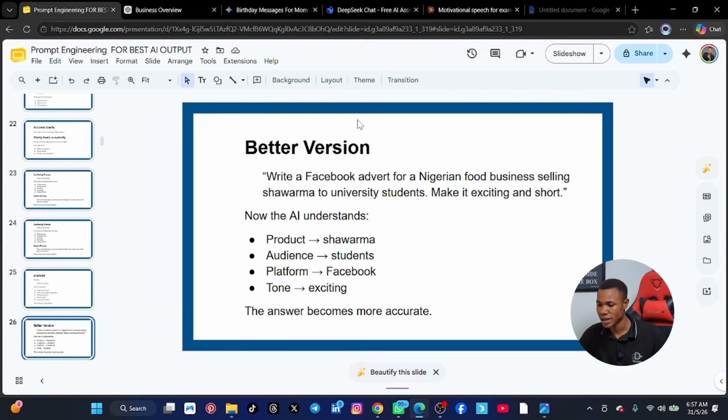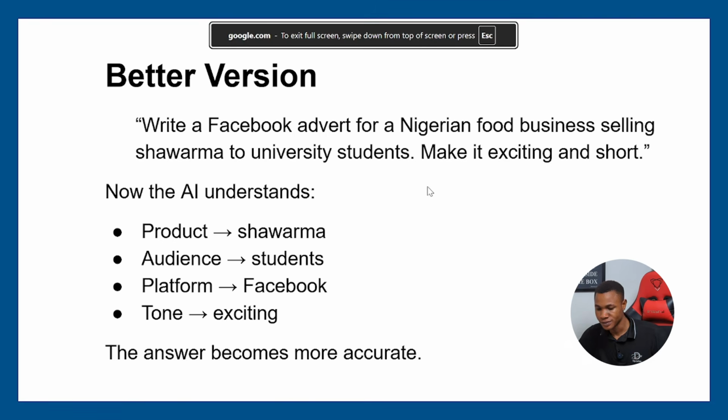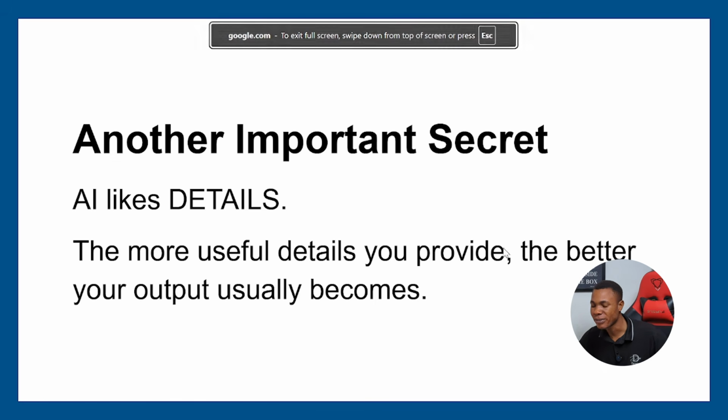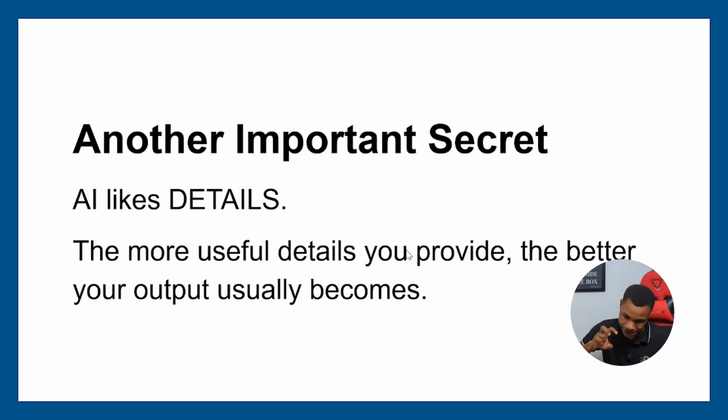So now let's come back. All right, let's come back to here and then proceed. Another important secret is that AI likes details.